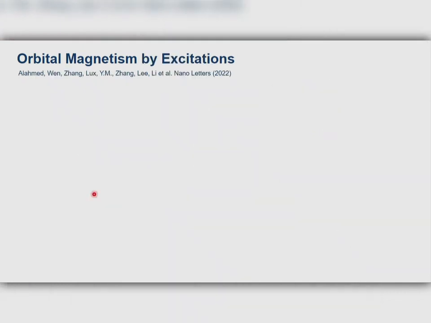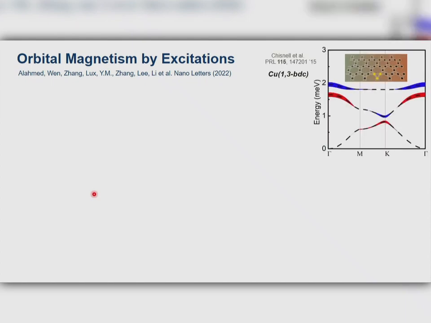Let me try to convince you quickly that maybe there is a hint that this is actually true, because if it is true, this would be very nice. What we did, in collaboration with our experimental colleagues, the group of Peng Li and Wei Zhang, is take a system which is copper 1,3-BDC, which is a prototype topological magnonic insulator. It has 3 bands, and it has this Chern band gap in the middle. And if you look at the chirality of these states, you see it is there.